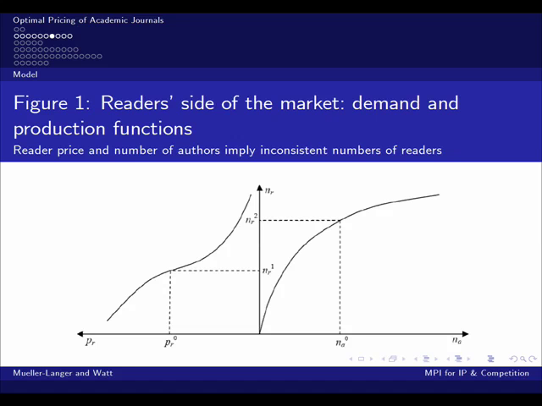And the thing here is that the reader price of PR0 induces a number of readers of NR1. On the other hand, the number of authors, NA0, induces a number of readers of NR2. So this means that this reader price and the number of authors imply an inconsistent number of readers. This is due to the fact that in this figure, which is obviously wrong, we only look at the reader side of the market.